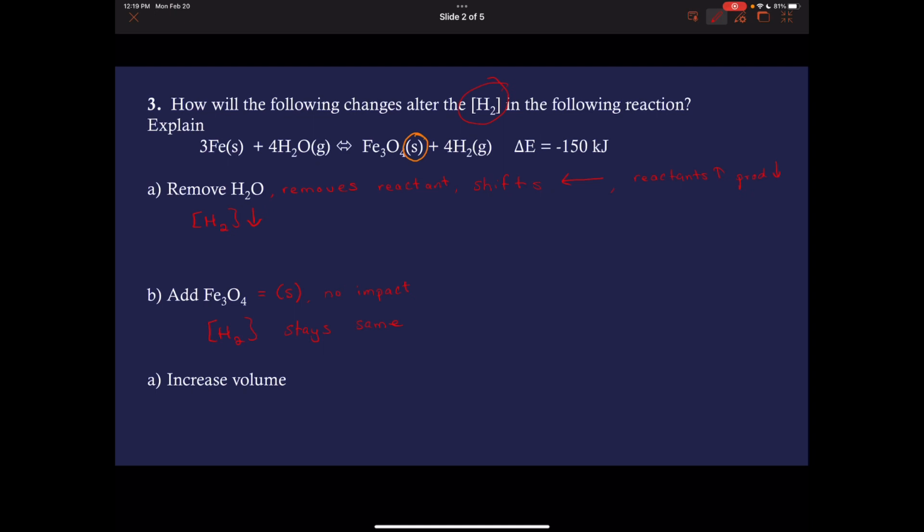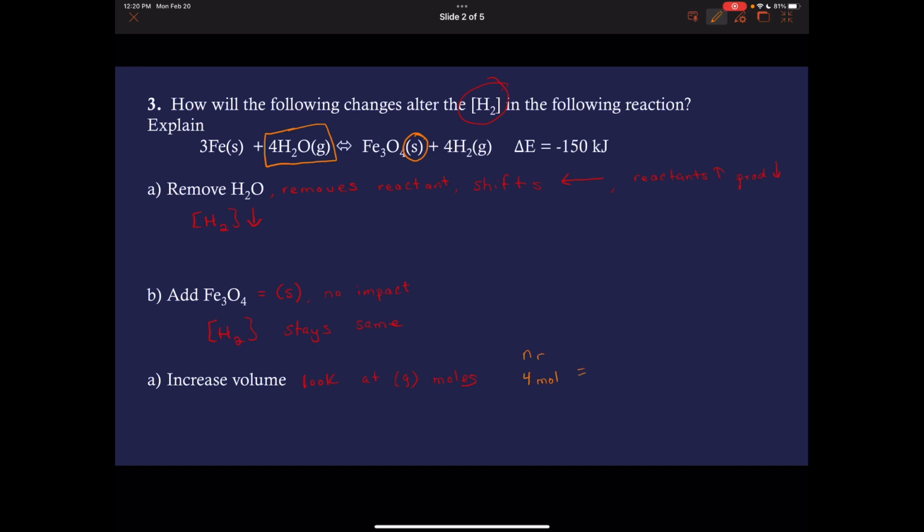Now next we're asked about increasing volume. Anytime we change volume or pressure, we've got to look at our number of moles. And in particular, we've got to look at our number of gas moles. So looking at our reactant side, my iron is a solid, so it's not going to impact anything. My water here is a gas. And so I have 4 moles in my reactants.